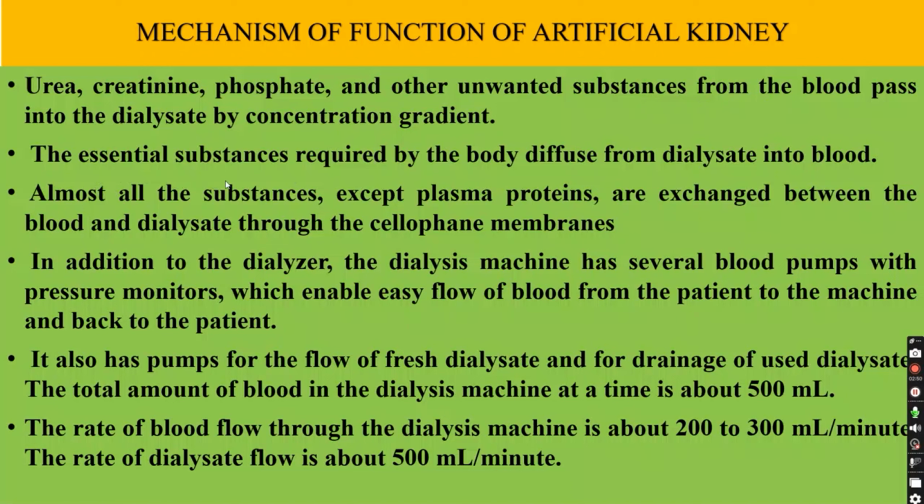In addition, the dialysis machine has several blood pumps with pressure monitors, which enable easy flow of blood from the patient to the machine and back to the patient. It also pumps the flow of fresh dialysate and drains the used dialysate. The total amount of blood in the dialysis machine is 50 ml at a time, so 50 ml can be dialyzed at a time. The rate of blood flow through the dialysis machine is 200 to 300 milliliters per minute, and the rate of dialysate flow is 50 ml per minute.